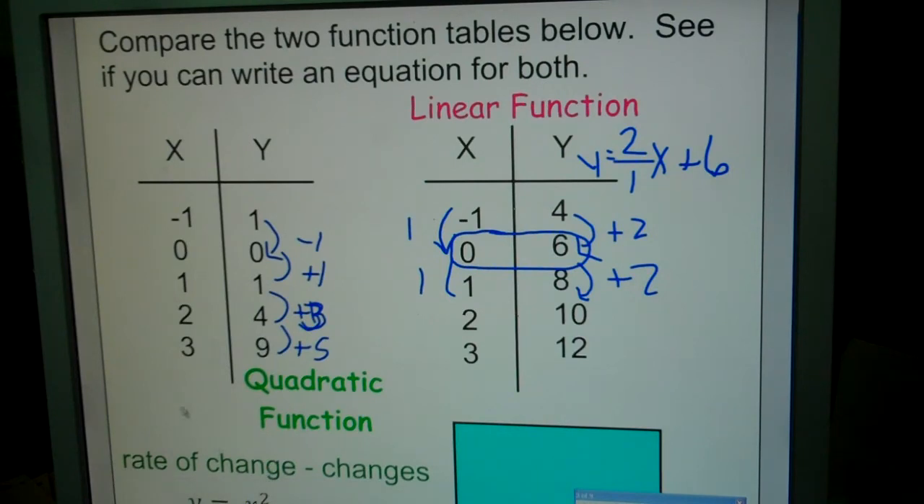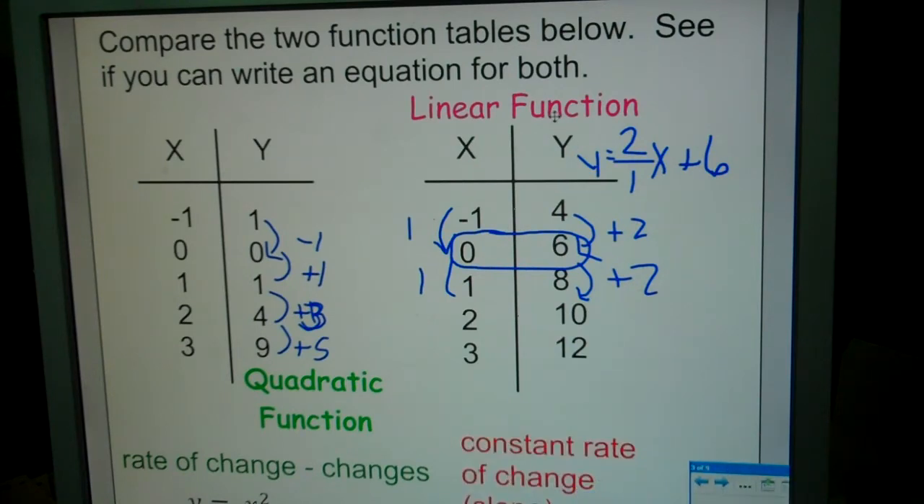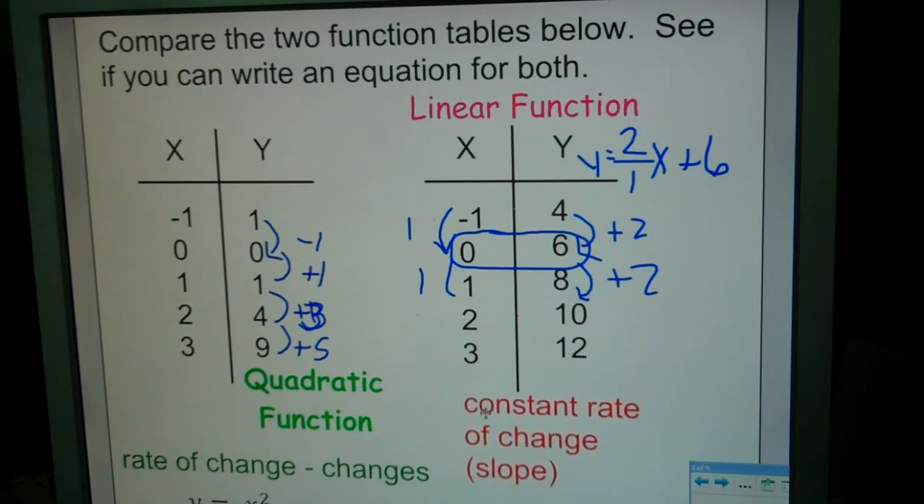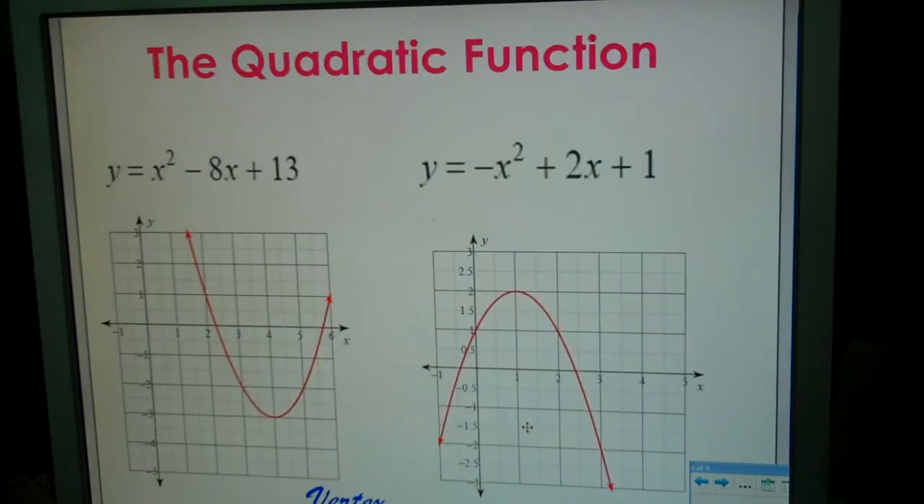Y equals x squared. Negative 1 squared, 1. 1 squared, 1. 2 squared, 4. 3 squared, 9. All right. On your linear functions, please make sure you have this definition. Linear functions must have a constant rate of change, our slope. They also have a y-intercept.